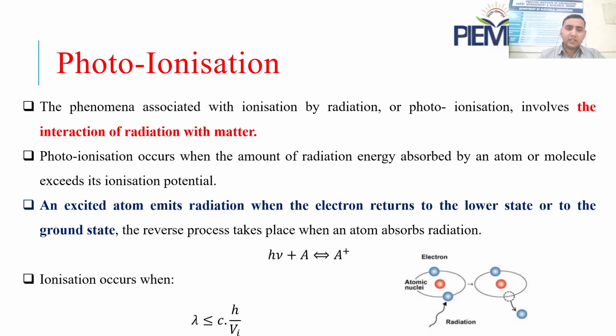As we say, the excited atom emits radiation when the electron returns to the lower state or the ground state. This process of getting electrons out of an atom by absorbing radiation such as UV rays is called the photoionization method. It is important that the energy of this UV radiation should be greater than the energy of the electron in the outermost shell.